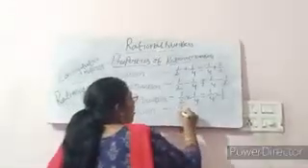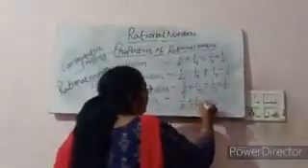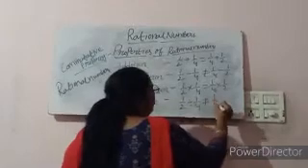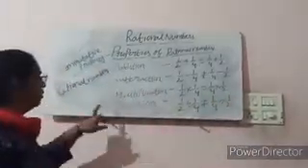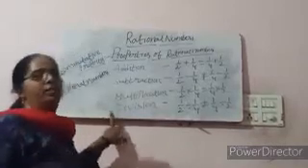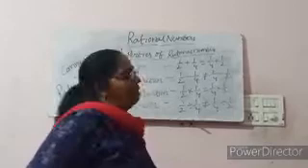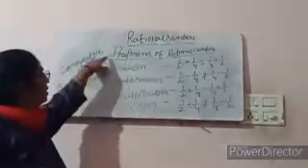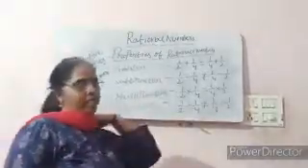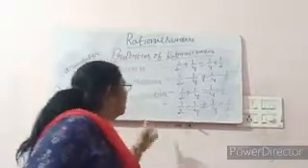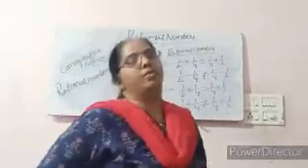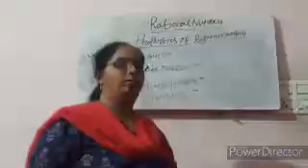Coming to division. 1 by 2 divided by 1 by 4 is not equal to 1 by 4 divided by 1 by 2. So division is also not satisfied for the commutative property of rational numbers. So in rational numbers addition and multiplication satisfy, whereas subtraction and division won't satisfy the commutative property.